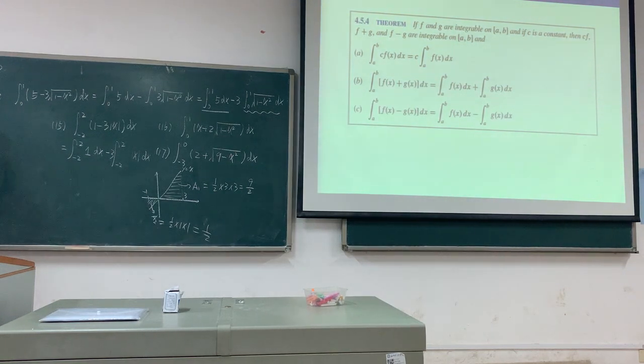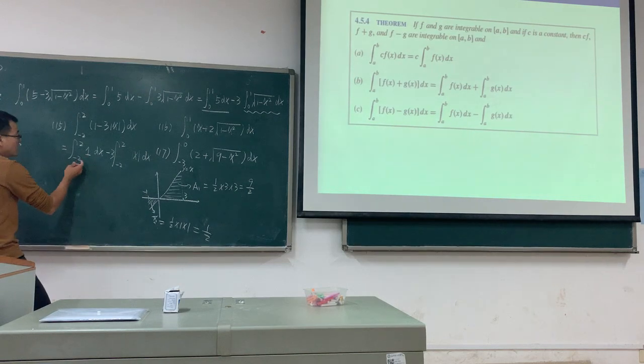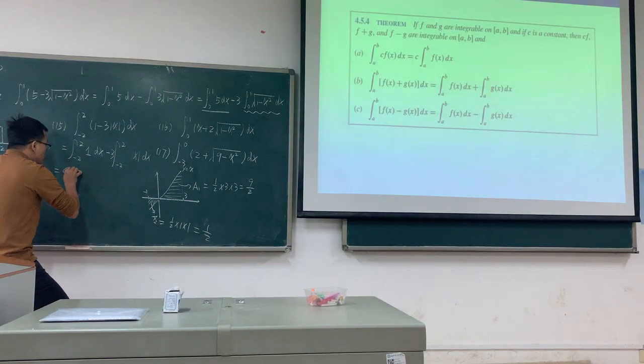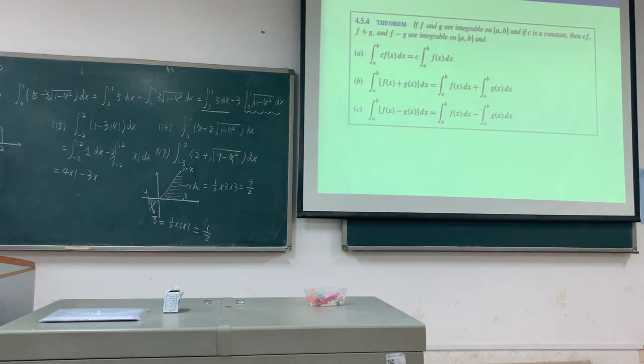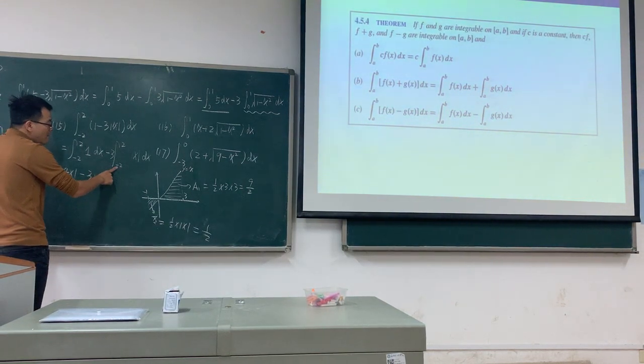Here for the first one, x from minus 2 to 2 and y equal to 1. The left side area is a rectangle. The base is 4 and the height is 1. So the first integral equals 4 times 1, and minus 3 times this, definitely.